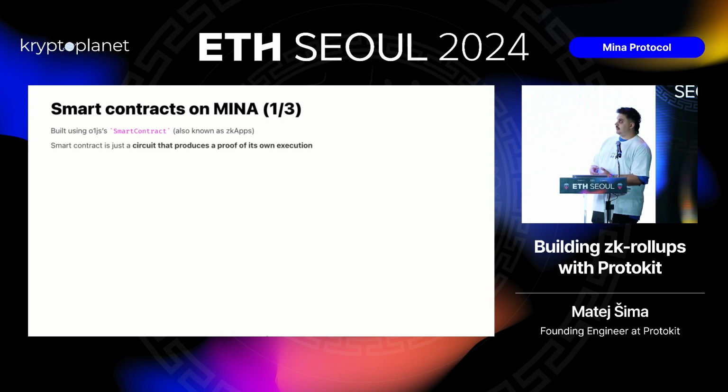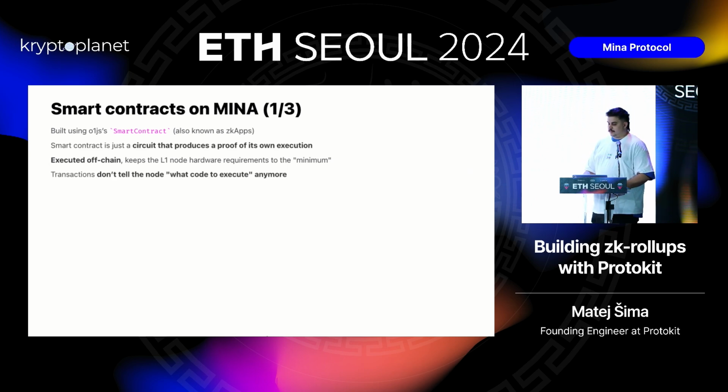Smart contracts are, again, only circuits that can prove their own executions. They are executed completely off-chain, or another way to say it would be they're executed on the client side. You can think of it as being executed literally in your browser. And this allows us to keep the node hardware requirements for L1 block producers to the absolute minimum. As I've said before, in traditional blockchain designs where the smart contracts are executed on chain, the transactions are just signed intent that tell the node operator, hey, please execute the smart contract method with these parameters and tell me what the result is.